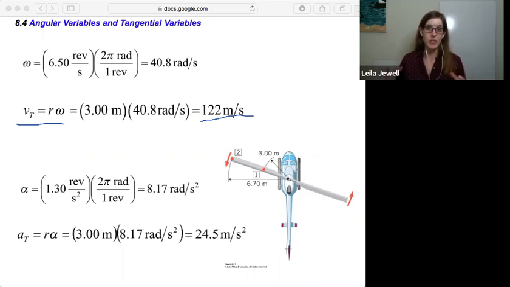This introduces the way we can go from those angular variables and get them into our tangential variables. Nice introduction to that idea.